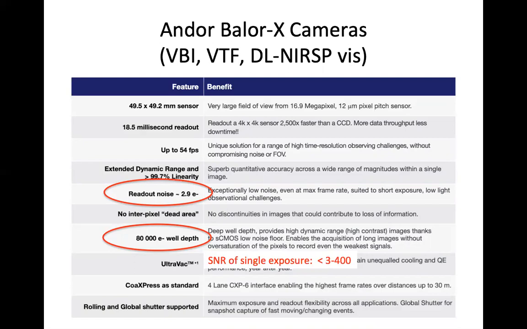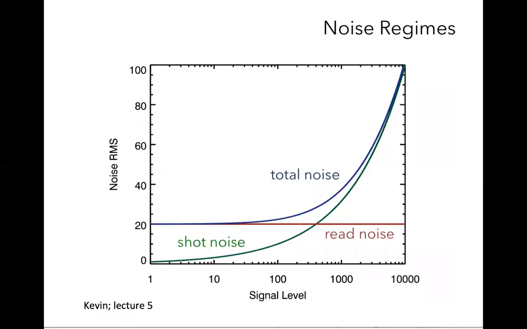So the signal to noise ratio of a single exposure at the very best is 400. That's what you can get. Is it enough for you? Okay, well, fine, let's go home. If not, you have to do other things.